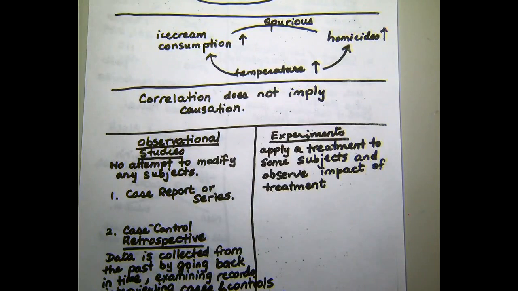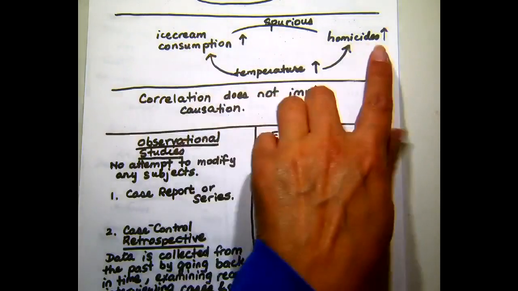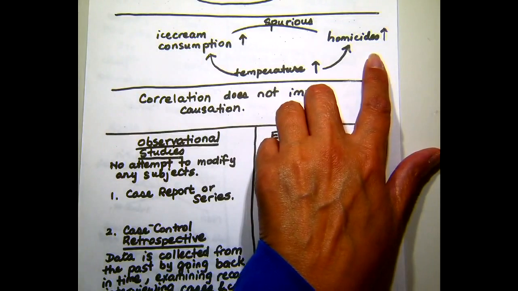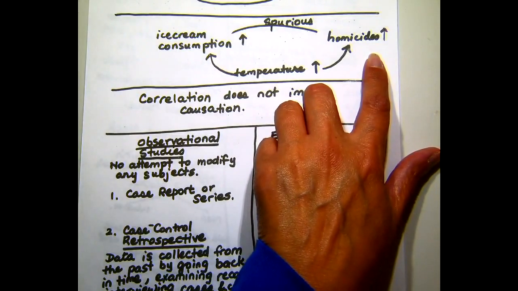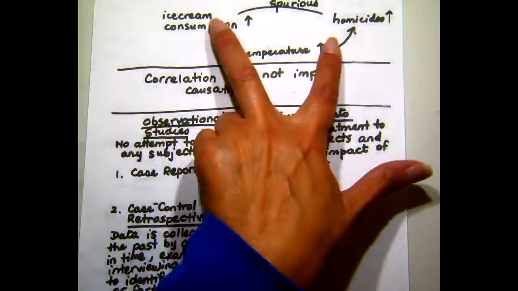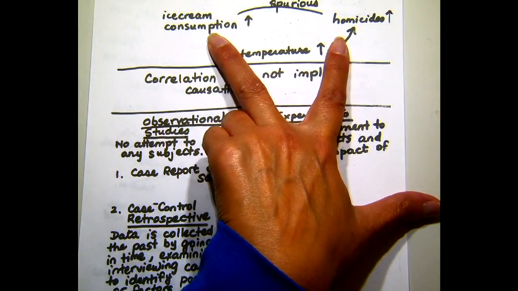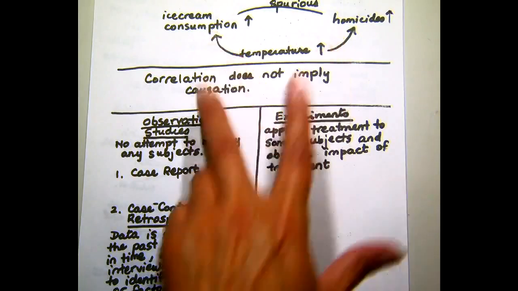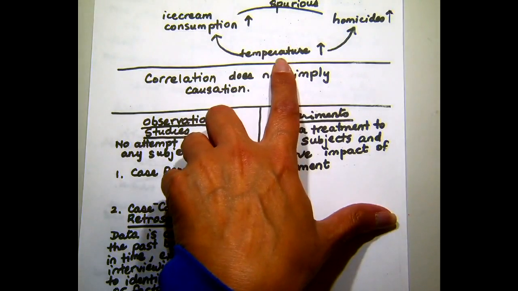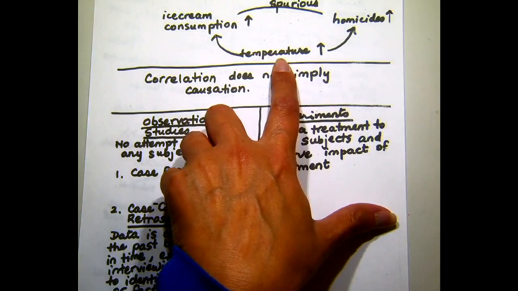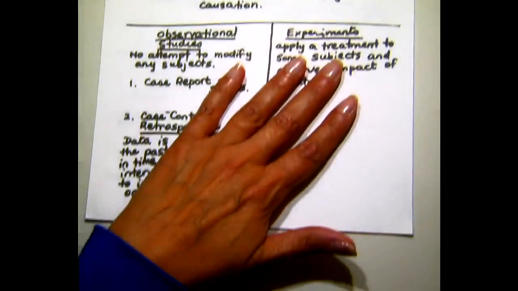Correlation exists between ice cream consumption and homicides, but there is no causation. So correlation does not imply causation. Have you heard that before? This is a prime example of that. Ice cream consumption doesn't cause homicides to go up. There's some other variable, like temperature, that's causing both of them to go up.